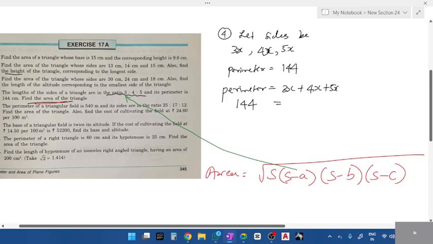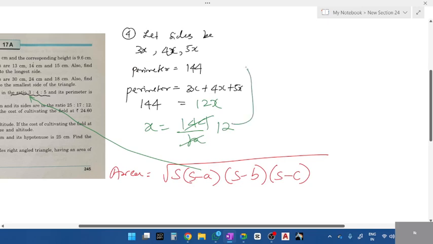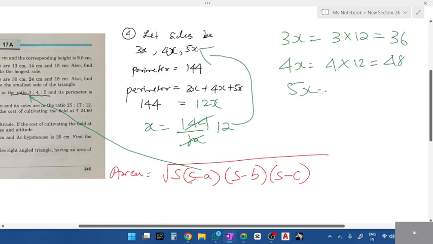Yes, look here. 3 plus 4. Don't write. When I'm teaching, don't write. Listen, understand. 3 plus 4 is 7. 7 plus 5 is 12x. What is the value of x? 144 divided by 12. That is 12. Now what will you do with this 12? Wherever we have assumed x, there we have to replace, right? Therefore 3x is equal to 3 into 12. That is 36. Next, 4x is equal to 4 into 12, that is 48. 5x is equal to 5 into 12, that is 60. Did we get all three sides' values?